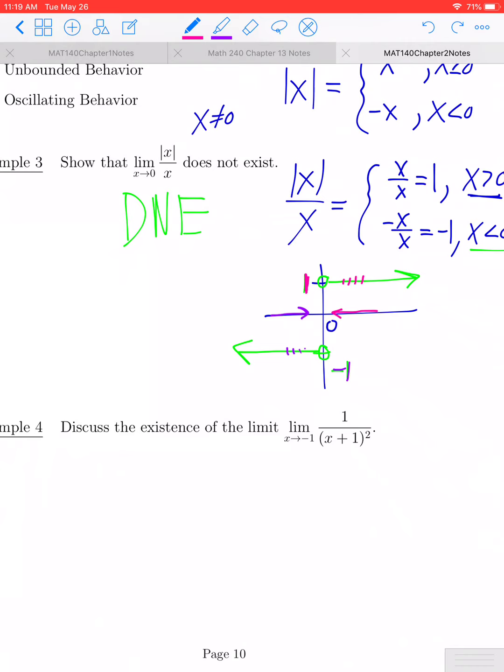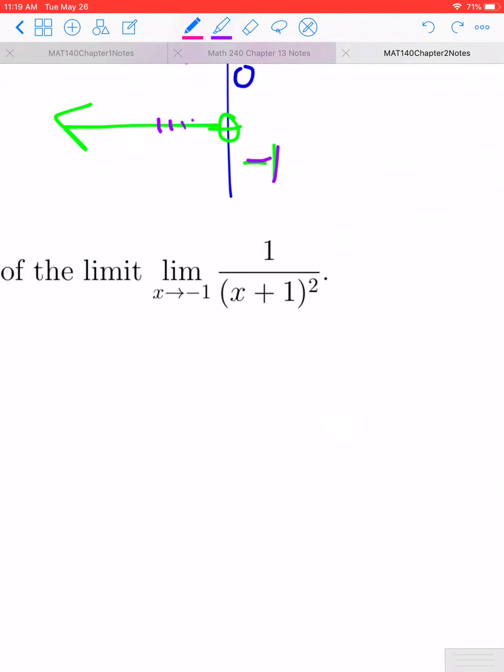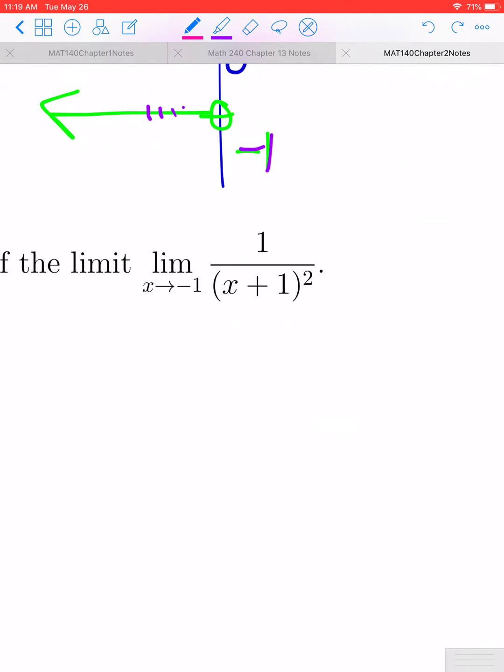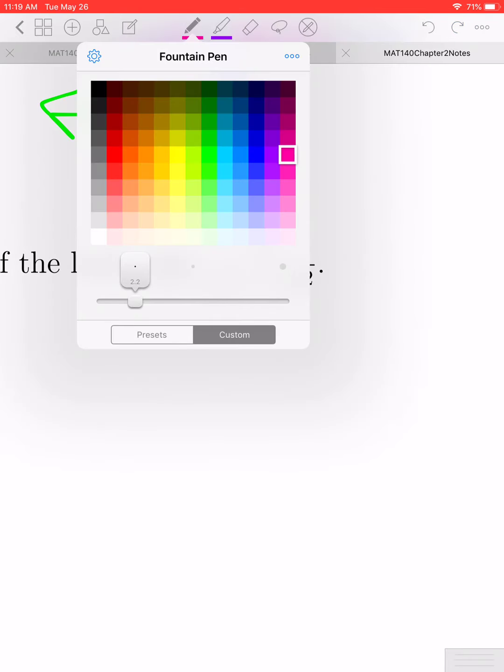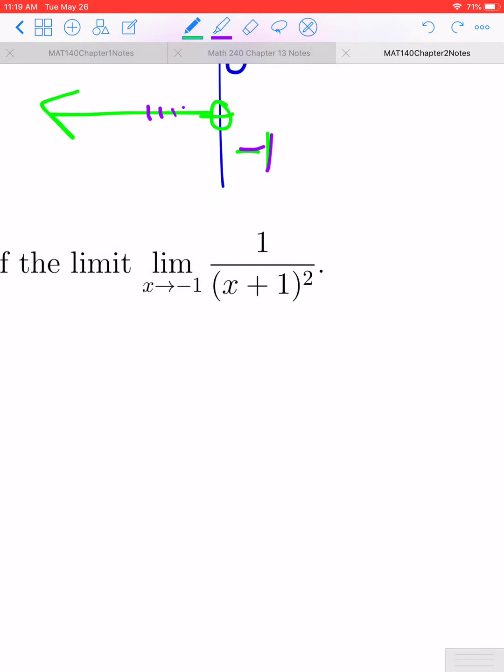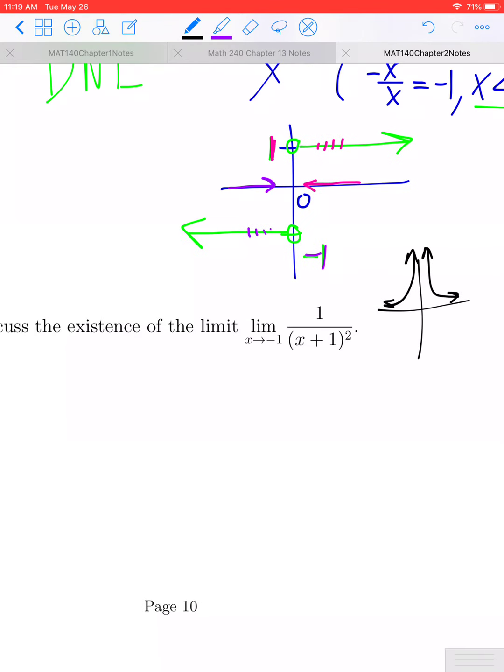In example 4, they want us to discuss the existence of the limit as x approaches negative 1 of 1 divided by (x plus 1) squared. This is a function, maybe one you memorize, which is a transformation of the graph of 1 over x squared. The graph of 1 over x squared looks like this. You could certainly use technology, like a graphing applet. Adding 1 on the inside would simply take this entire graph and shift everything 1 unit to the left.